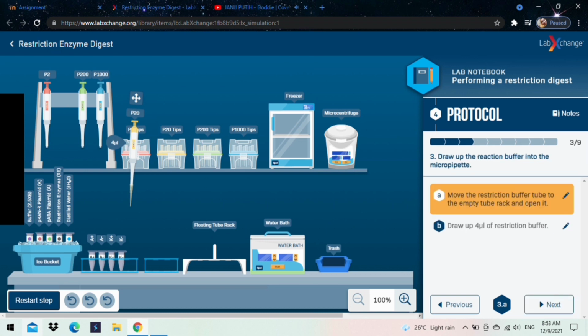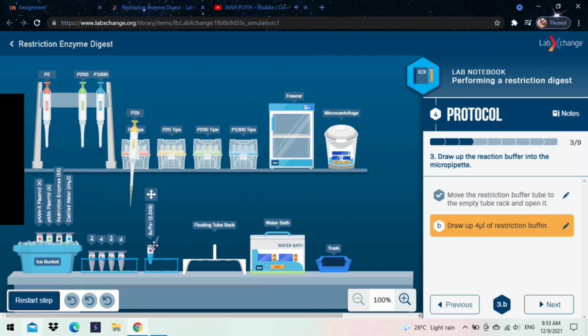After that, draw up the reaction buffer into the micropipette. Move the restriction buffer to the empty tube rack and open it. Draw up 4 microliter of restriction buffer.